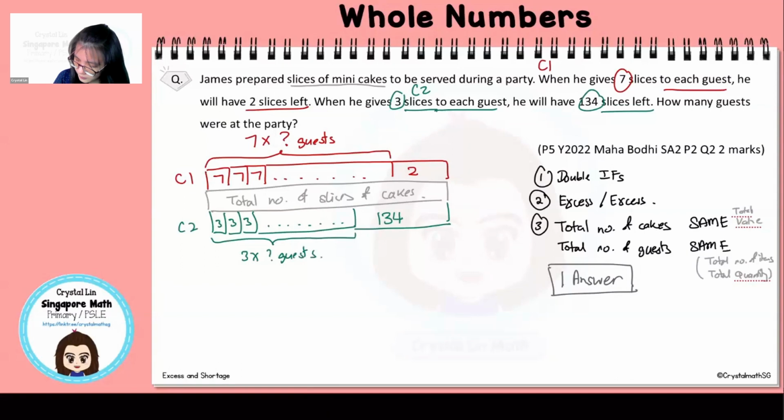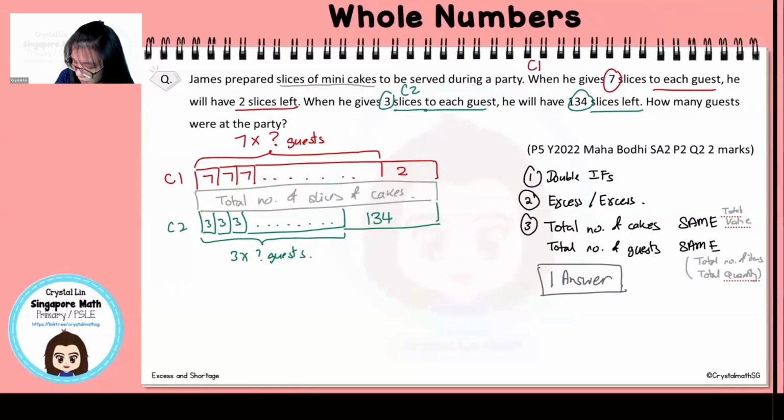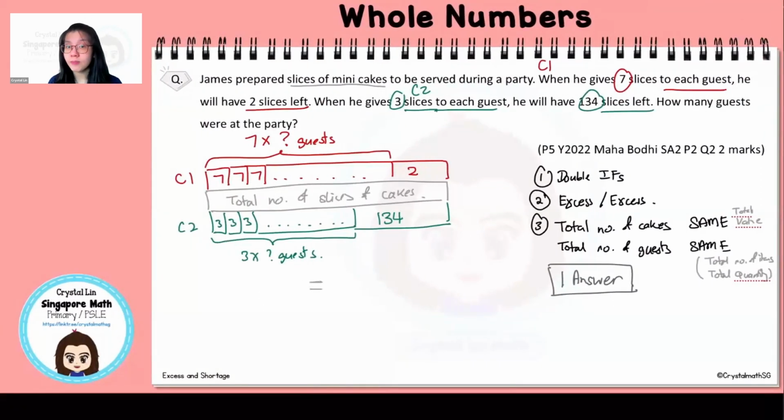Okay, so I have 2 unknowns here. Total number of cakes, total number of guests. I know that the total number of cakes is the same for both cases. That's why I drew the model in this way. So I will be writing an equation representing the total number of cakes, using the one in red and using the one in green.